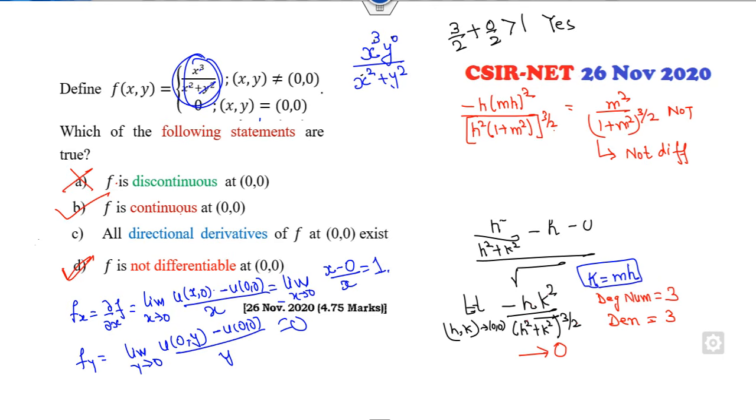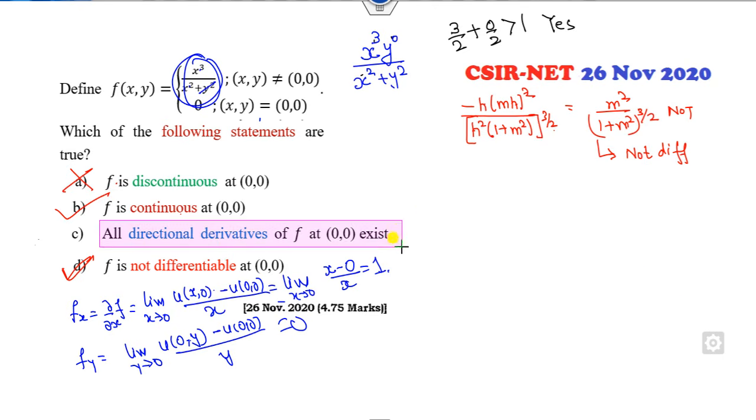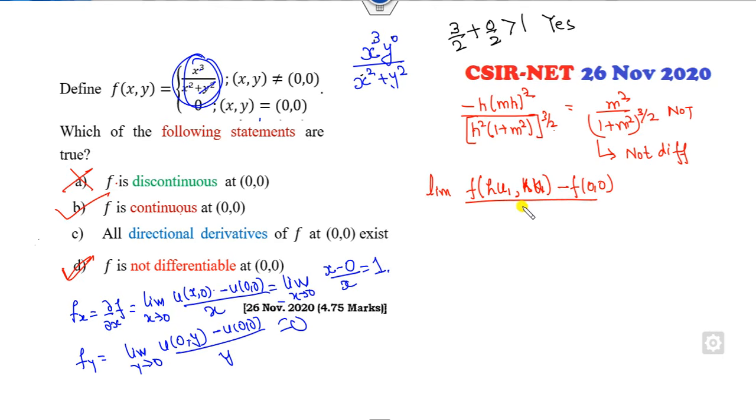Now how can you check whether the directional derivative exists or not? If the function were differentiable, then you could easily see it. Now for the directional derivative at (0, 0), I take any vector (u1, u2) and write the limit as h approaches 0 of f(0 plus h u1, 0 plus h u2) minus f(0, 0), divided by h, where u1 and u2 are my direction.